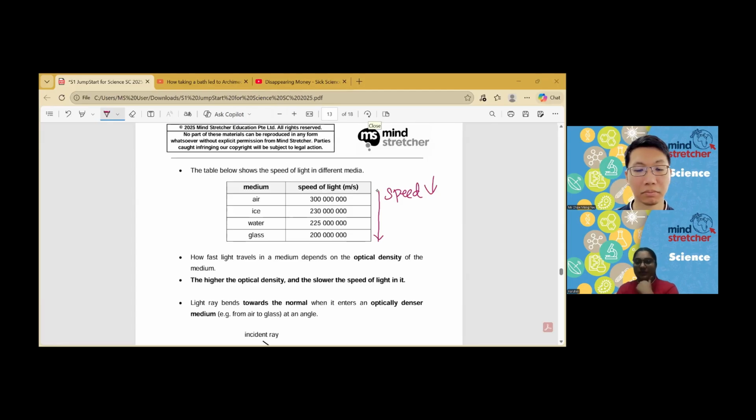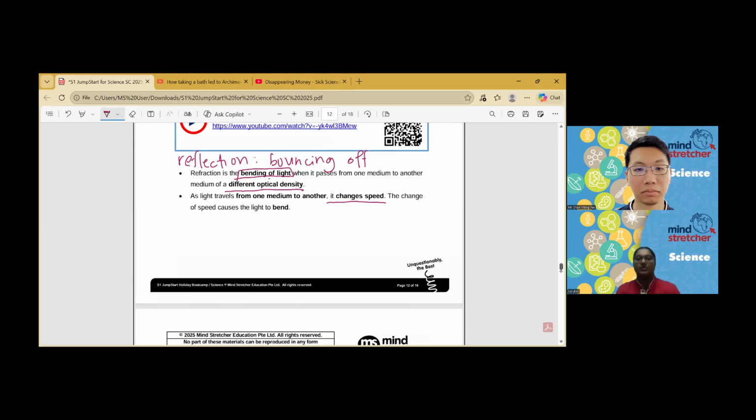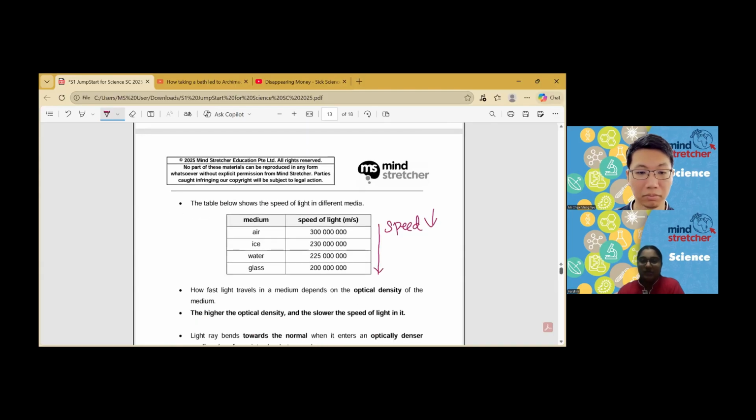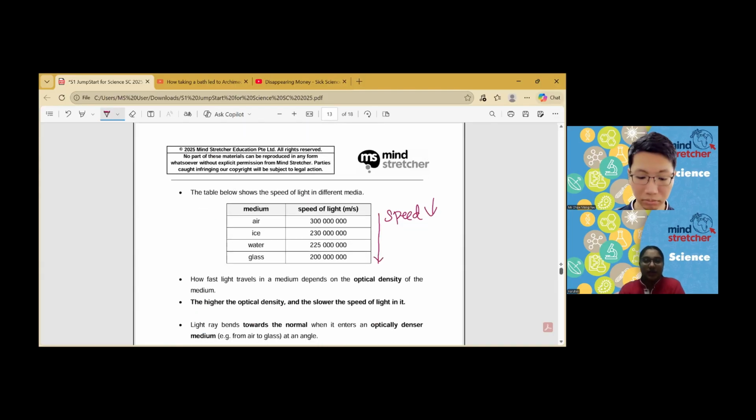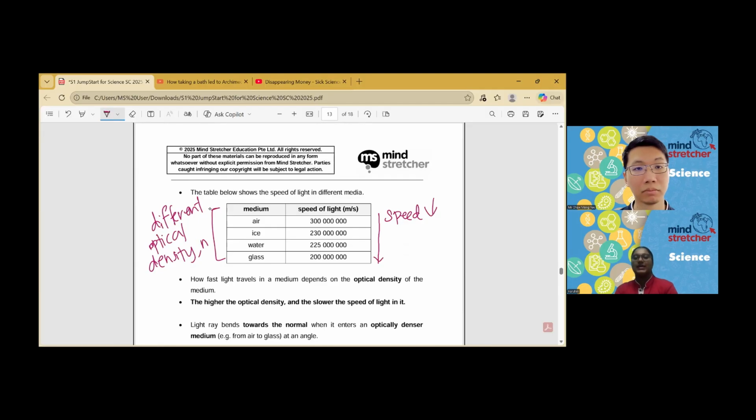Okay, let's go up again. What is going to affect here? What is going to affect your refraction is when you have different optical density. Okay, so in this case, all these medium here have different optical density. Okay, the optical density will also be indicated with a letter n, okay, a lowercase n. So if you see me using this lowercase n, it means that it's optical density.